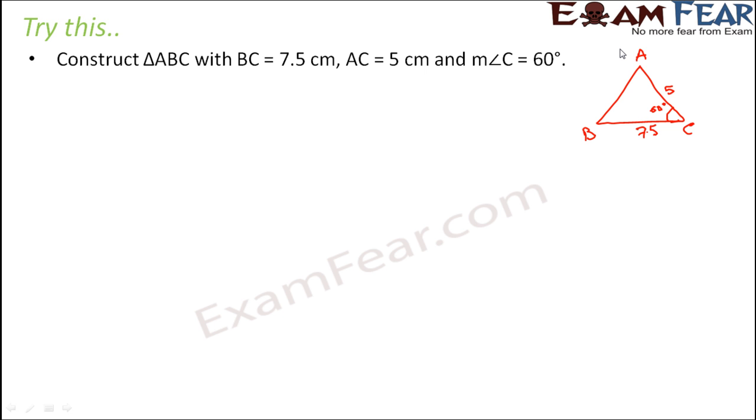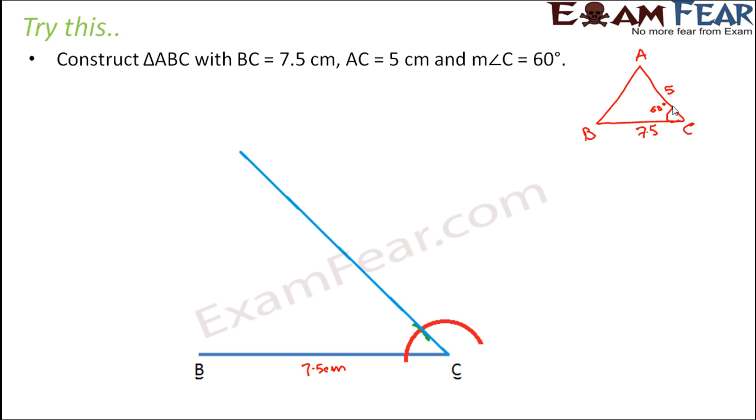These are the given values. Let us draw this step by step. The first step would be to draw the base, that is BC. So we draw BC of length 7.5 centimeters. Now what should be the next step? The next step should be to draw the angle C. So we draw angle C which is 60 degrees. This is how we draw 60 degrees. Perfect. Now what would be the third step? That would be to draw AC. How do we draw AC?